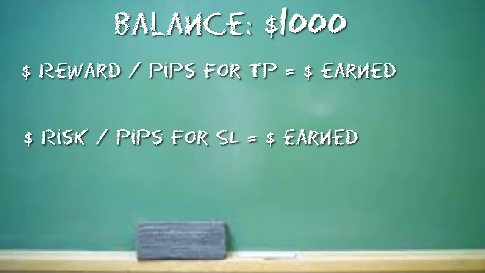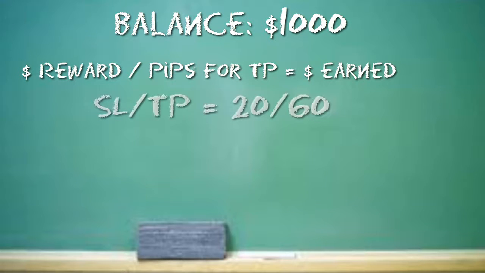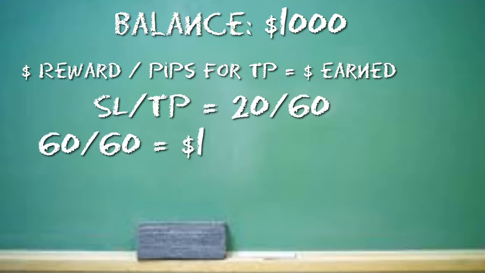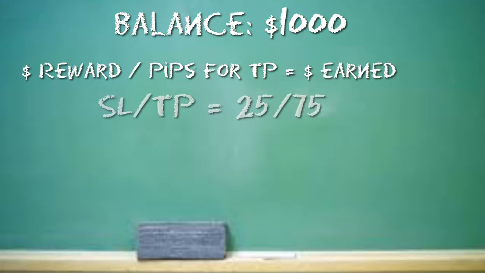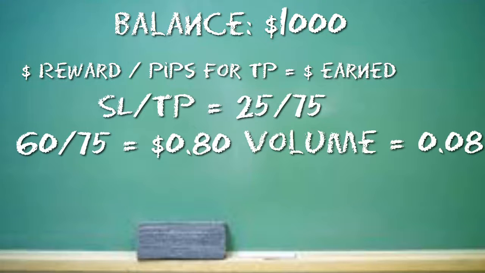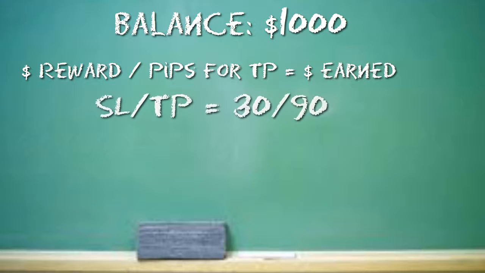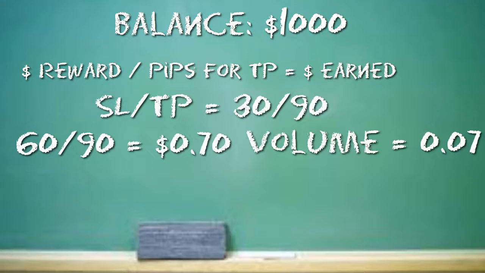You can use either the take profit side or the stop loss side, but you don't have to use both. Here goes. We will use the first pair of stop loss and take profit values. $60 over 60 pips equals $1, and this means that you'll have a volume of 0.10. $60 over 75 pips will equal 80 cents, and this means that you'll have a volume of 0.08. $60 over 90 pips will equal 70 cents, and this means you'll have a volume of 0.07.